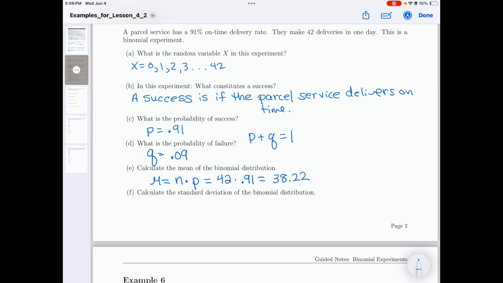Part F says calculate the standard deviation of the binomial distribution. The standard deviation is the square root of n times p times q. So we're going to have the square root of 42 times p, which is 0.91, times q, which is 0.09. When we multiply that out and take the square root, we're going to get approximately 1.86.